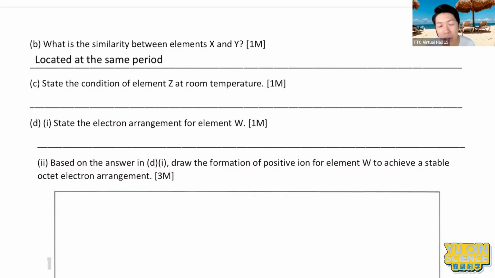Okay, or the other one you can write also, both elements are metal. They are still on the left side, right? So they are actually metals. Okay, cool. C, state the condition of Z at room temperature.